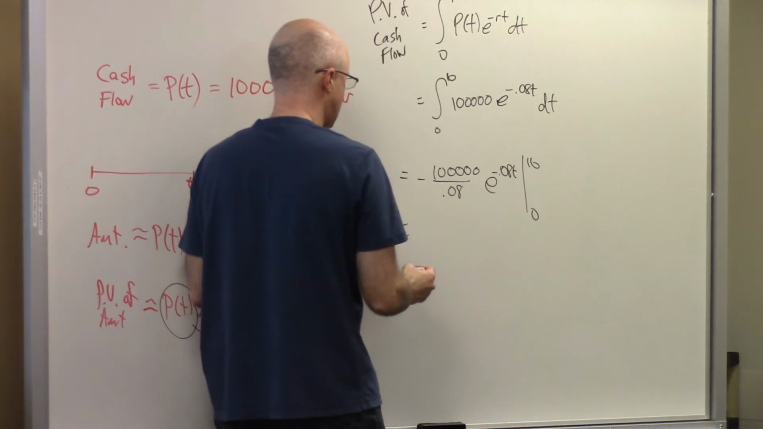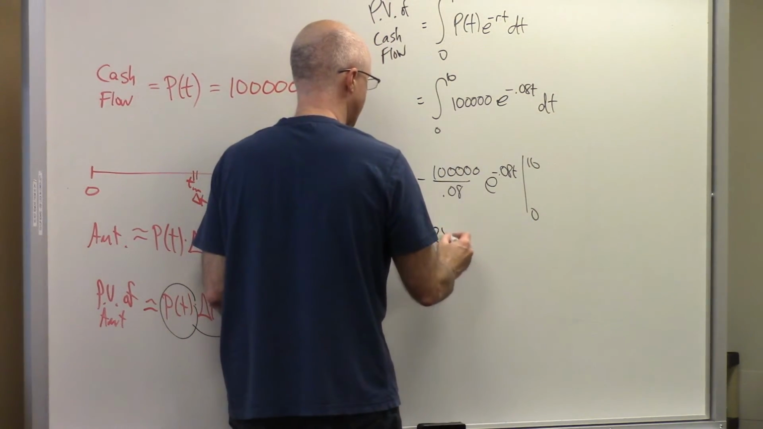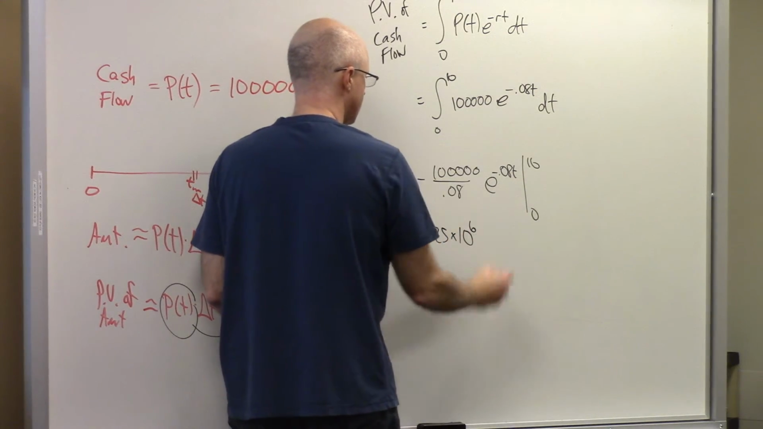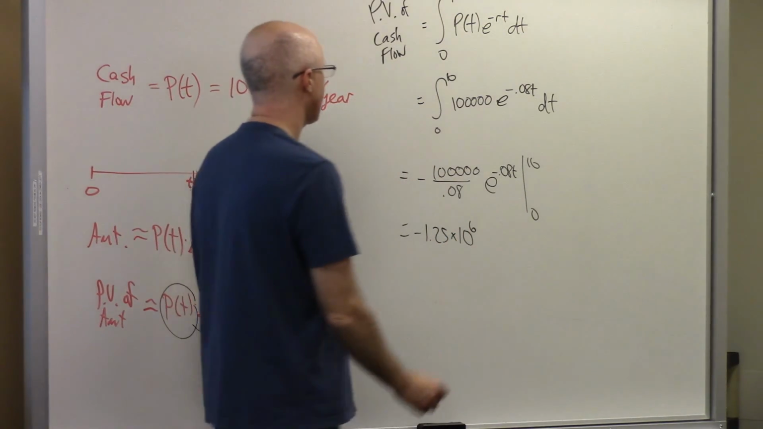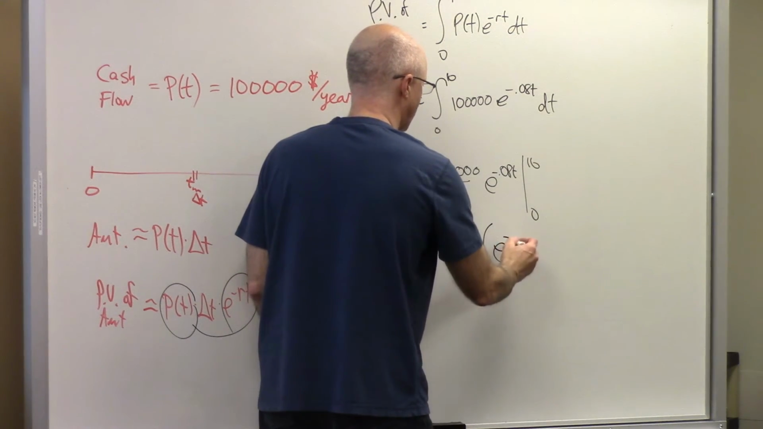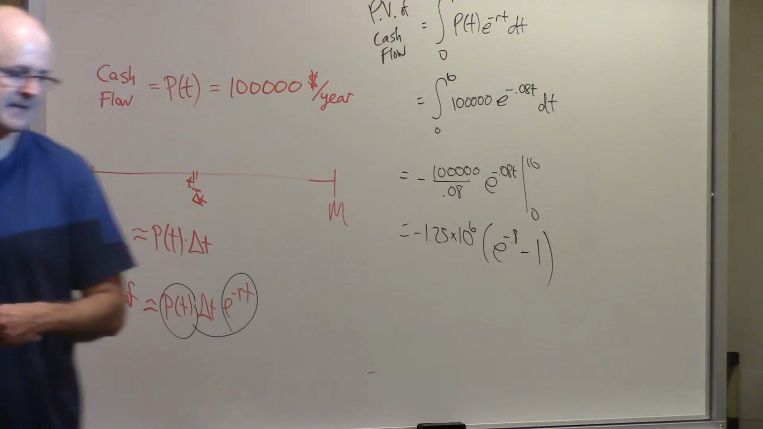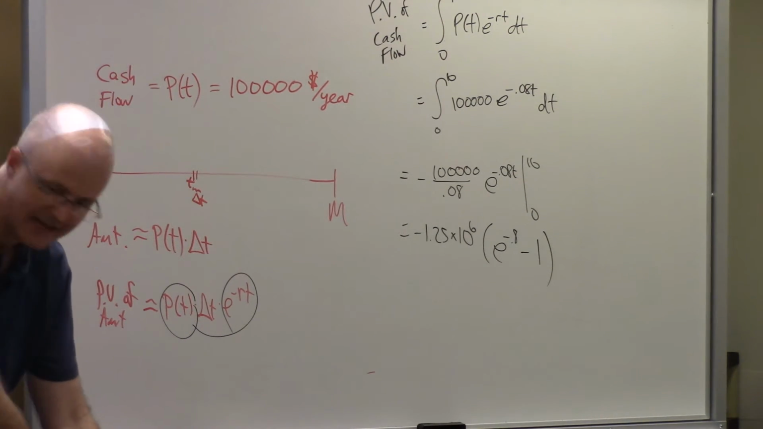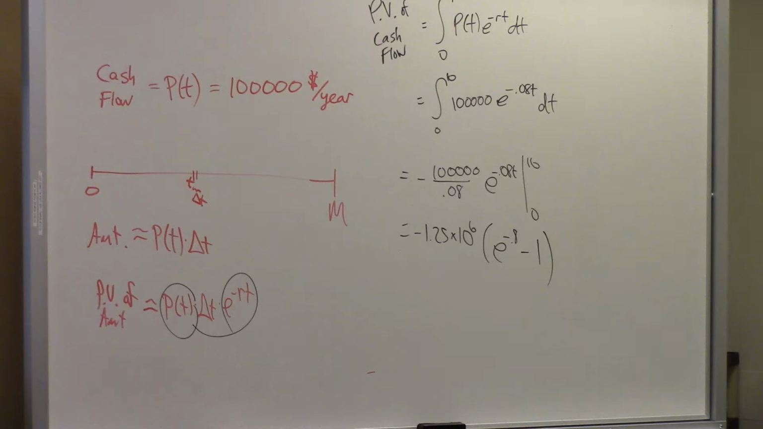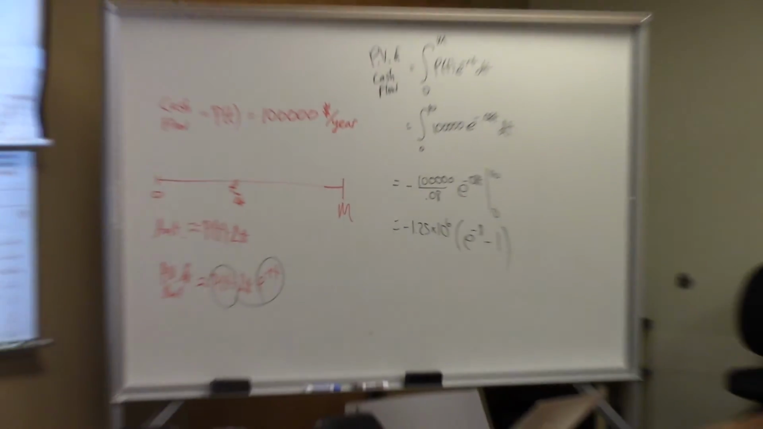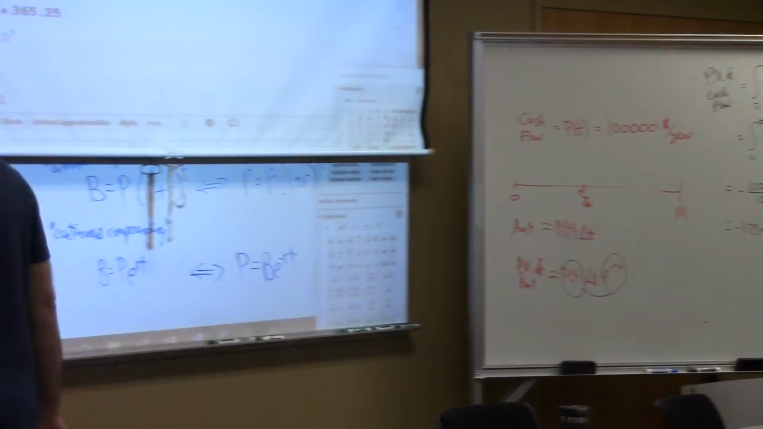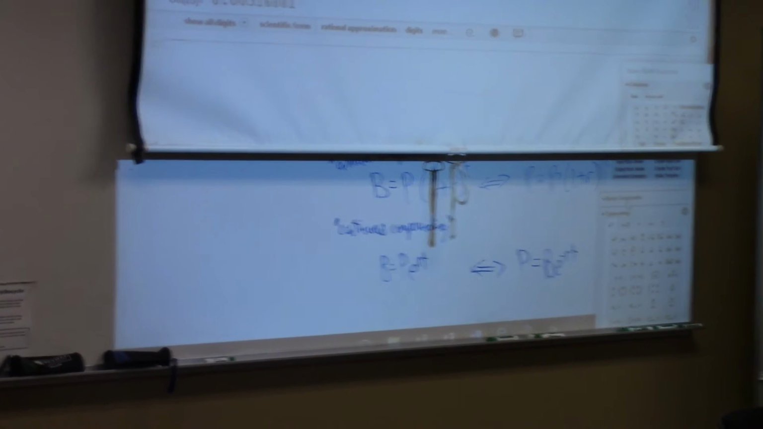I did this in the last class. It comes out to be negative 1.25 million times e to the negative 0.8 minus e to the 0, which is 1. That is the product of two negative numbers, so in the end it is a positive number. And being a present value, it is smaller than a million. You're getting $1 million over 10 years in total in this continuous cash flow, but it's a present value, so it's smaller than a million.